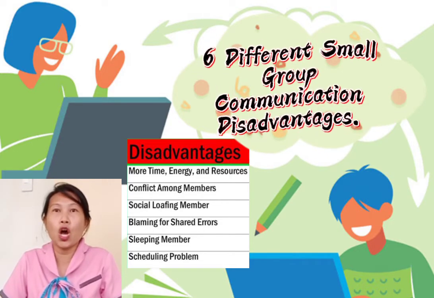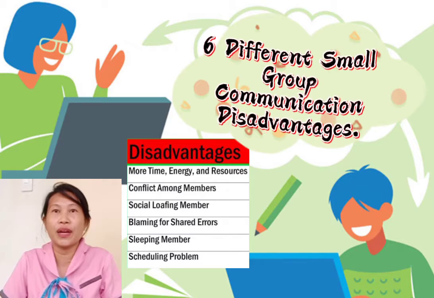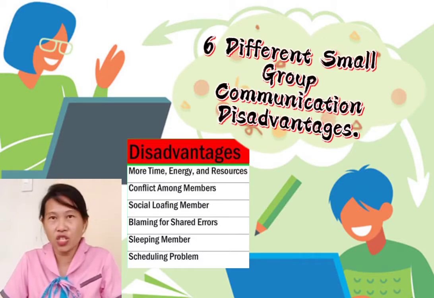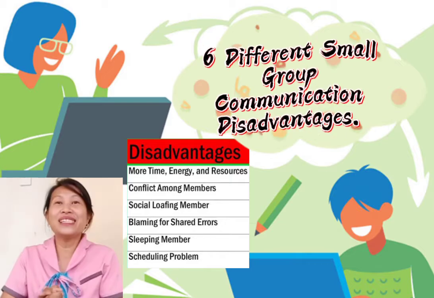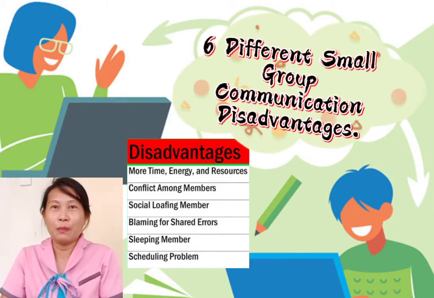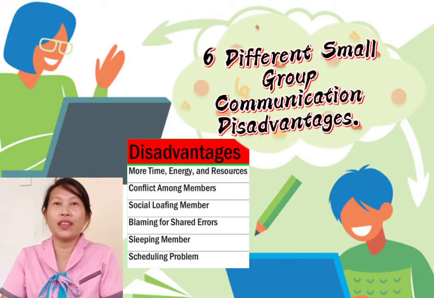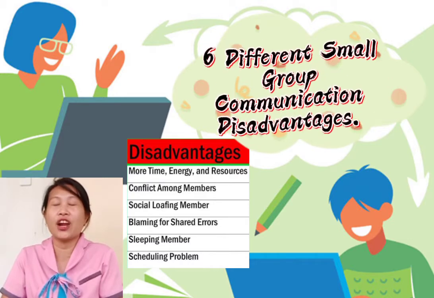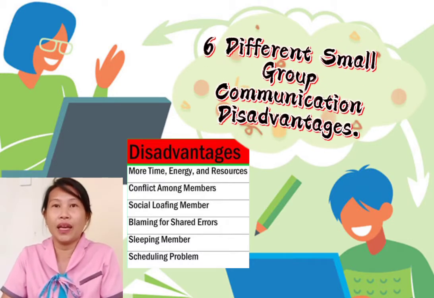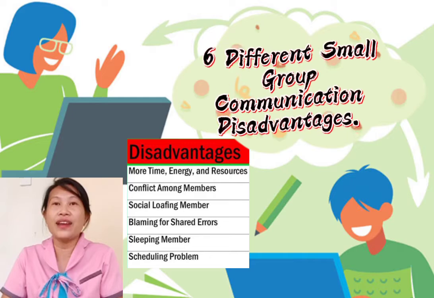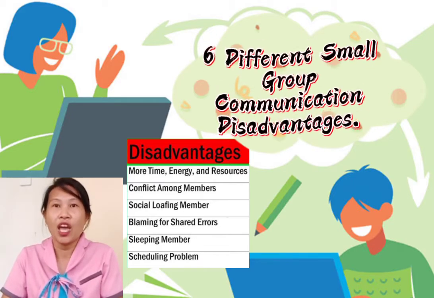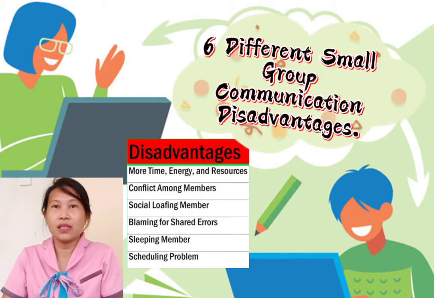Sleeping members are always barriers to reducing production in small groups because they do not achieve the goal. Number 6, scheduling problem. Scheduling a group or team meeting is a great challenge that your group faces regularly. Usually, not all group members are available to join the meeting simultaneously because of their business.